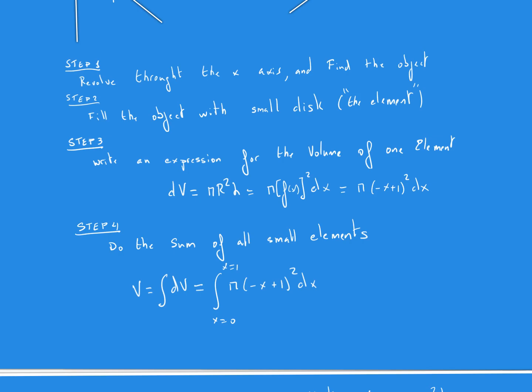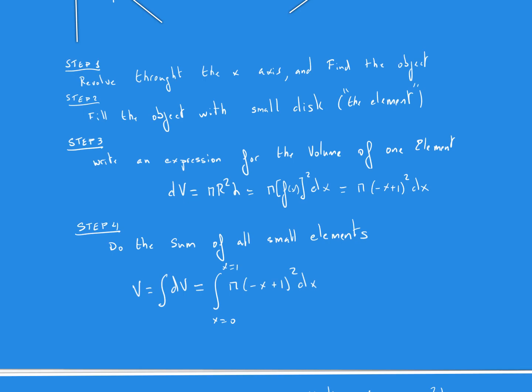Step 3, write an expression for the volume of one element of disk. So the expression for one element of this will be pi r squared by the height. In this case it will be pi, but the radius will be f of x squared multiplied by the height. The height is in the direction of the x-axis, so it will be dx.